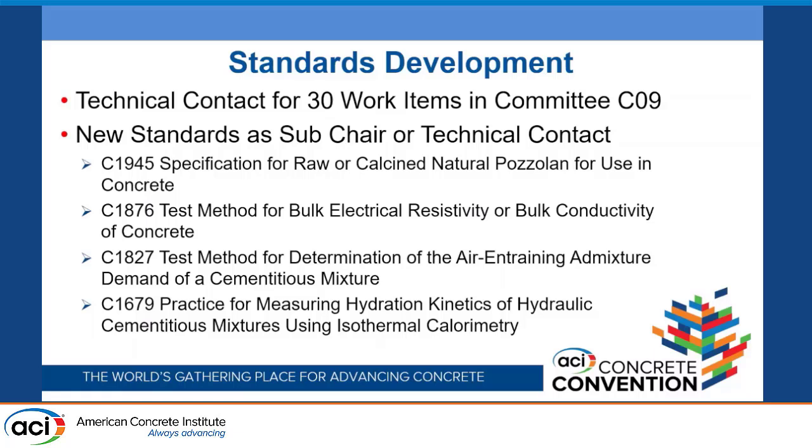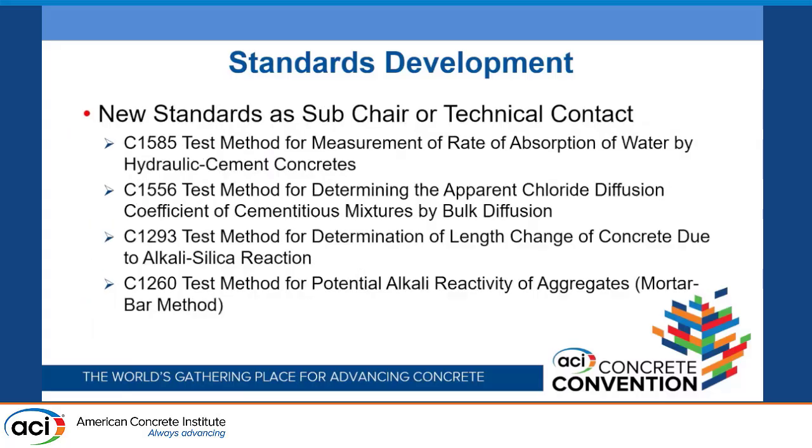You know, I think we all know that if you have too much coal in the fly ash, that it's going to absorb the air-entraining admixture. And then C1679, this is using isothermal calorimetry to check on bad interactions between admixtures and cementitious materials. C1585 on rate of absorption. C1556, another important one for determining the chloride diffusion coefficient.